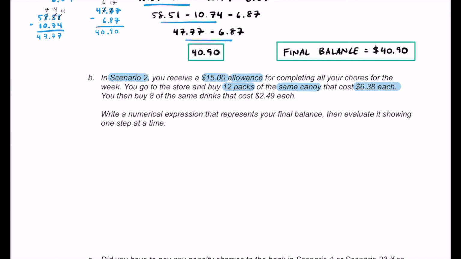They're also going to be $6.38 each, so maybe they're a lot bigger. And then we're going to go ahead and buy 8 of the same drinks, okay? And these are going to cost $2.49 each. So just like before, we're going to write a numerical expression that represents the final balance, or how much money is left in your account. And then we're going to evaluate it or solve it, showing one step at a time, to see what is left in this account.